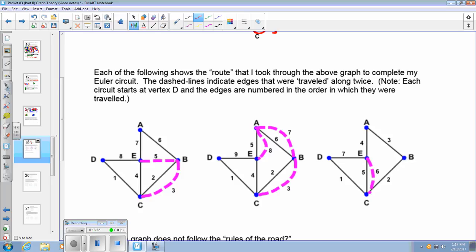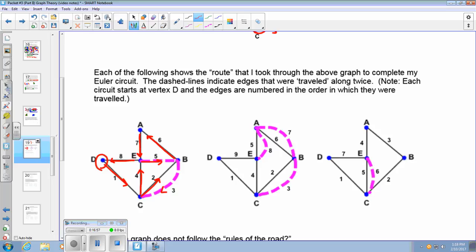And note each circuit starts at vertex D, and the edges are numbered in the order in which they were traveled. So for instance, this one on the left, I started at D. I went down this direction, up, across this dashed line. So it meant I used edge BC a second time. Then I went up, I went across, up, down, and across. So I ended up back where I started, so that was good.